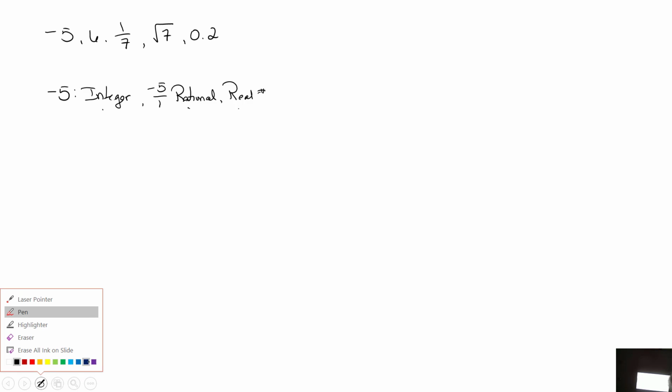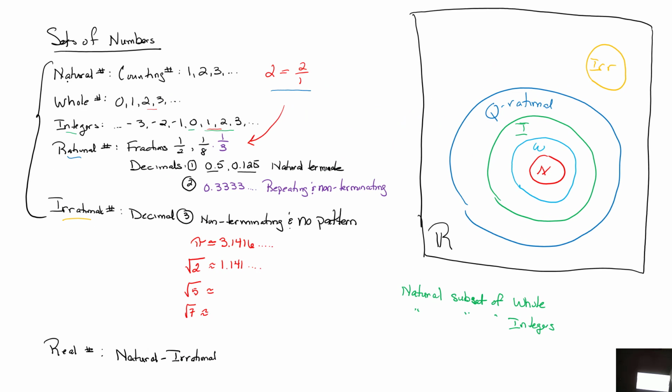Now, let's talk about the 6. If we look back, 6, that is one of our counting numbers, so it would definitely be a natural number. Since it is a natural number, let's look at our chart over here. Since 6 is a natural number, then by this chart, it also is a whole number, it's an integer, and it's a rational number. Because you can write it as a fraction, 6 over 1.